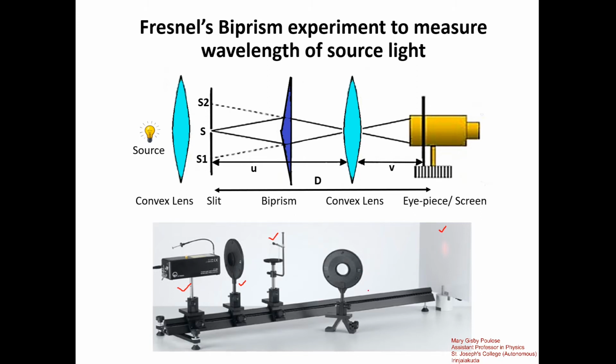Now in this experiment, we make use of another lens, a convex lens, as shown here. All these components are moved along an optical bench or optical rail. It is a rod along which all these components are shifted.